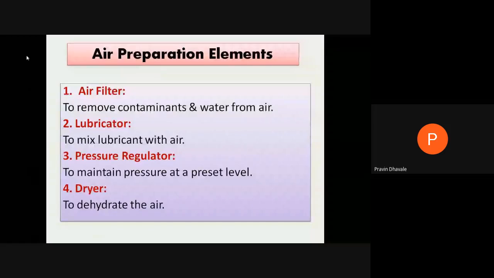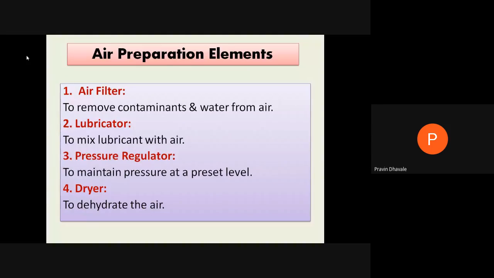That means the function of the lubricator is to mix the lubricant with the air. The third element of air preparation is the pressure regulator.